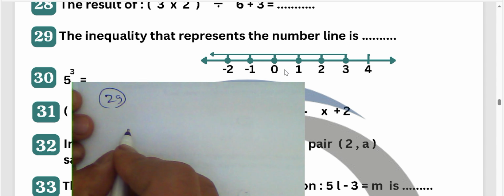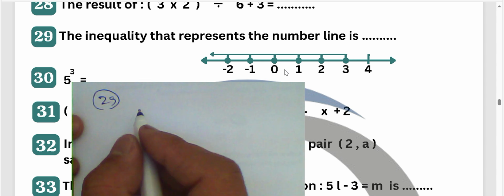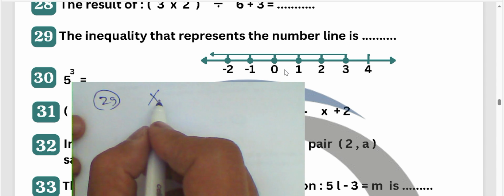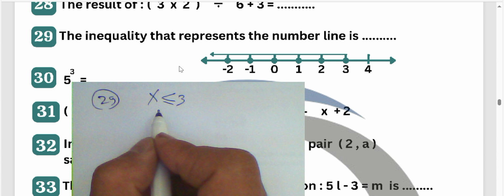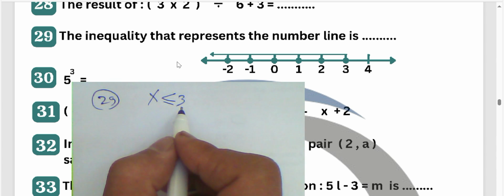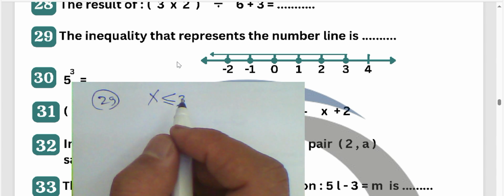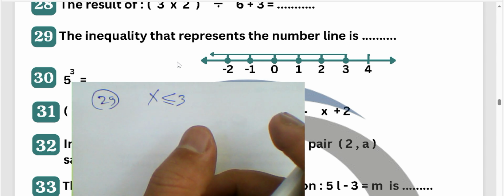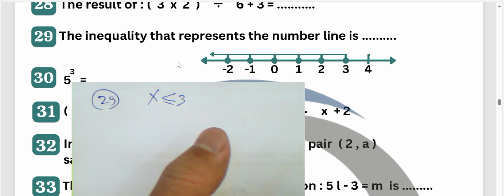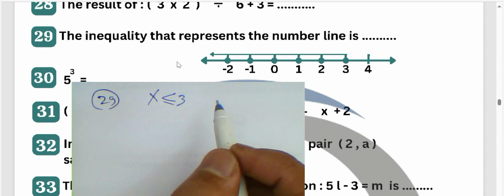The inequality that represents the number line: here, x less than or equal to 3, because we have 3 to infinity in the number line. We could write this solution x less than or equal to 3 and integers. If you want the result in integers, you can write x less than 4. But in this example, we get only the information about inequality, from 3 to negative infinity. x less than or equal to 3.